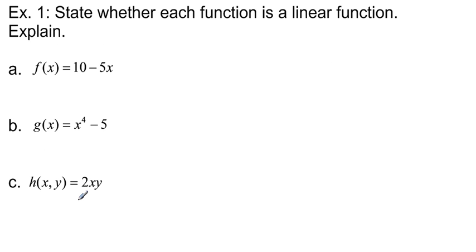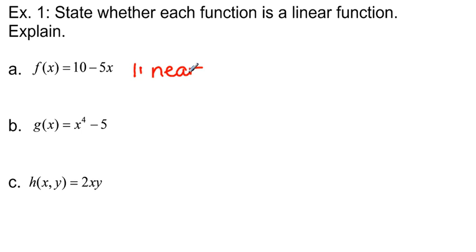Example 1, state whether each function is a linear function and explain. In letter A, we have f of x equals 10 minus 5x. This function is linear, meaning if you graph it, the graph is a straight line. We've got a linear function, and how can I tell? Well, there's only subtraction and then 5 times x. There's no power, square roots, or variables multiplied together.